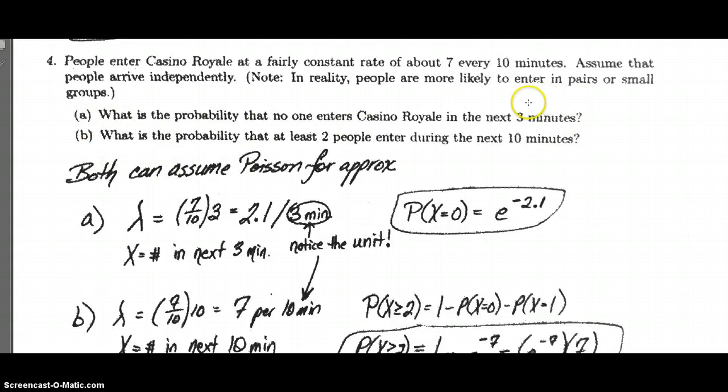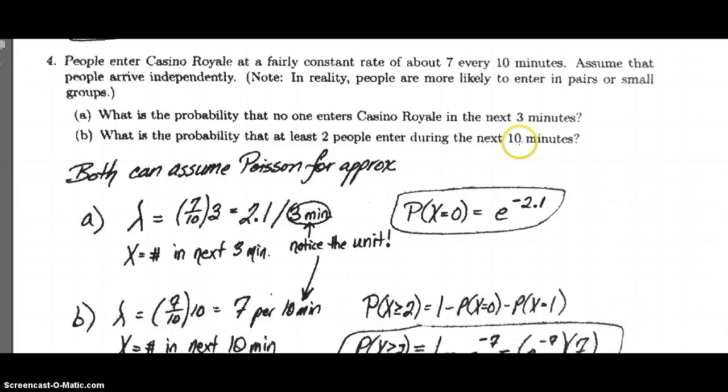In part A, it would be nice to do a 3-minute block. So in that case, we'd have 3 times the number of people per minute, which would give us an average of 2.1 people for every 3 minutes. Now we want to know what's the chance that x equals 0 in the next 3 minutes. So we just set up a Poisson with a lambda of 2.1. Again, that lambda is coming from the fact that we have 3 minutes, 7/10 per minute. So we're looking at things in terms of every 3 minutes.